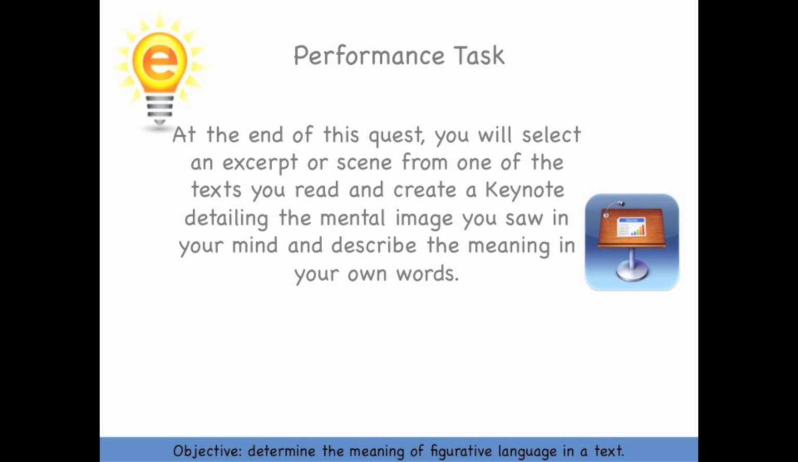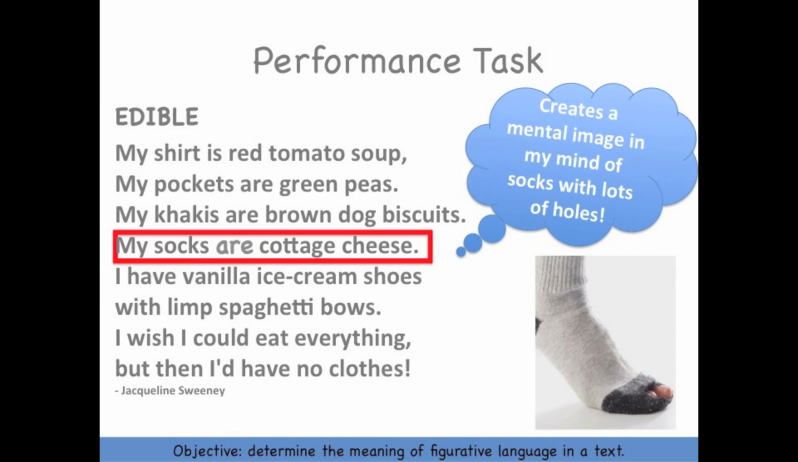At the end of this quest, you will select an excerpt or scene from one of the texts you read and create a keynote presentation detailing the mental image you saw in your mind and describe that meaning in your own words. So, while you're working on this quest, try to be mindful of images that are created while you read. Here's an example of what your performance task could look like.